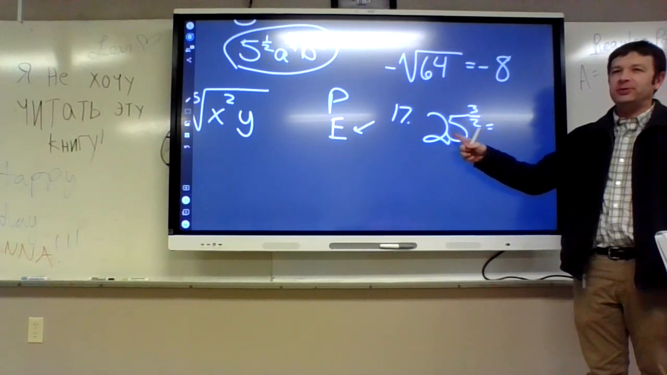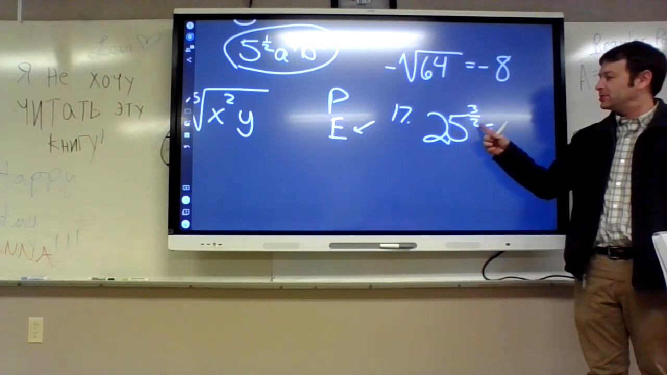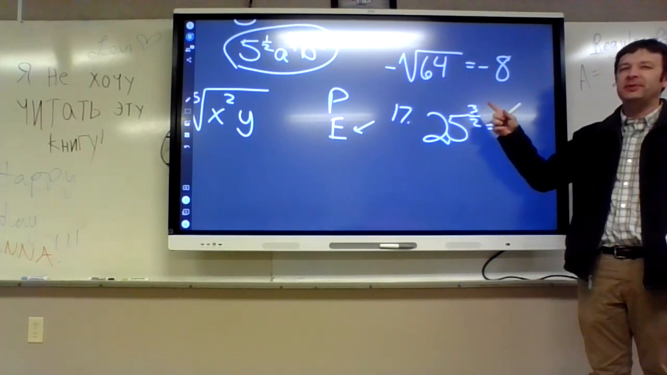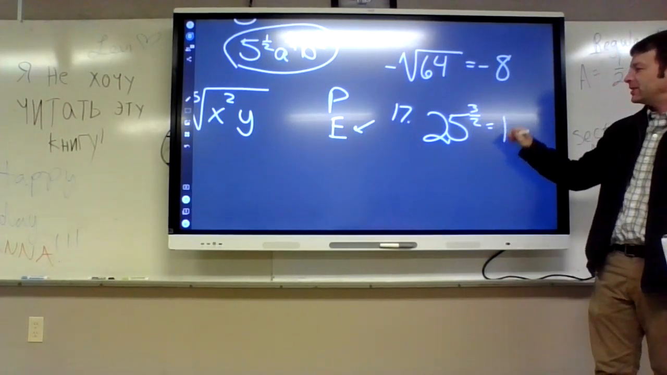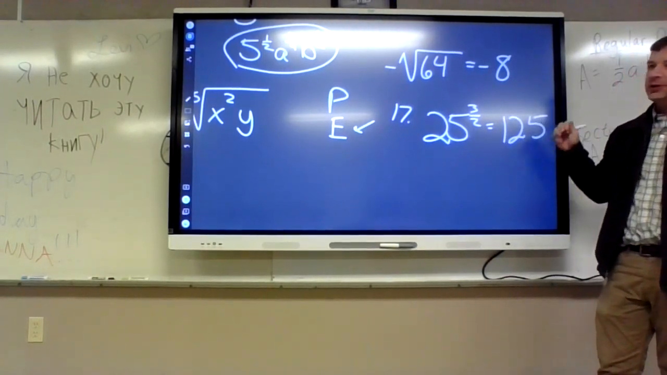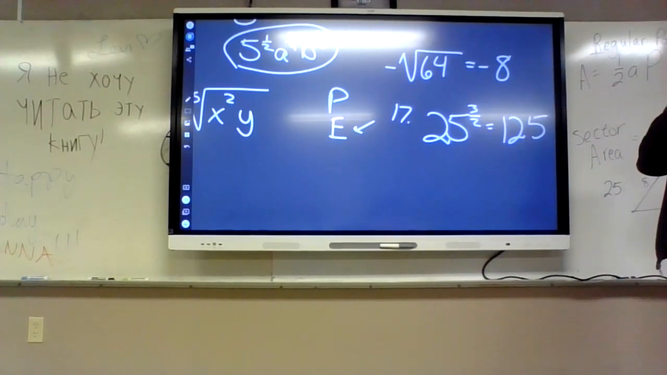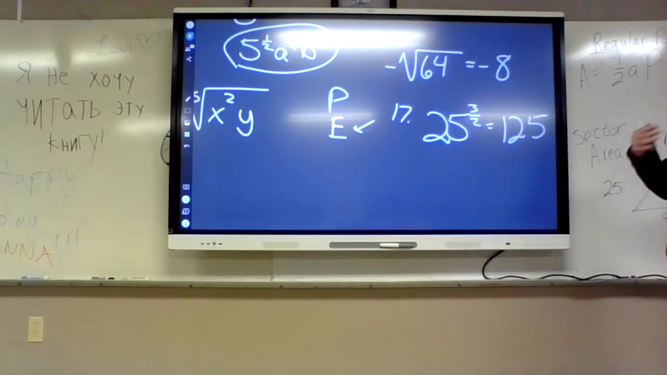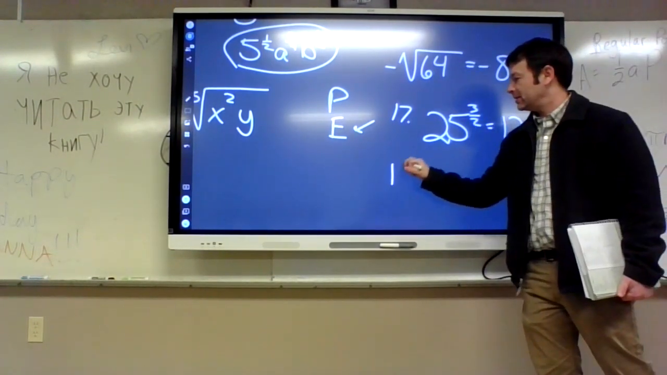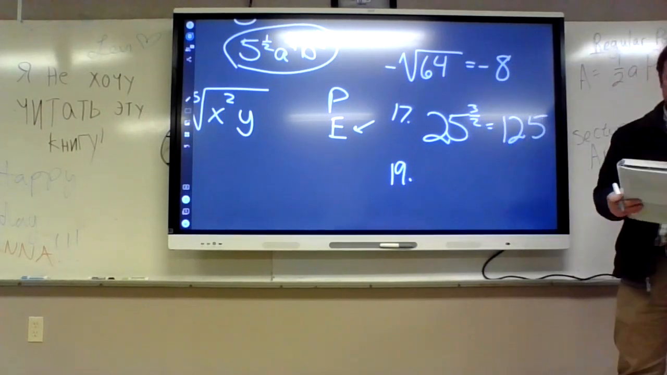But you can also do it without a calculator because you can do the square root first. What's the square root of 25? 5. And what's 5 cubed? We talked about that one earlier. 125. Okay, you can use a calculator to do that. You don't have to. But if you know how it works, it can be faster not to plug in the calculator.